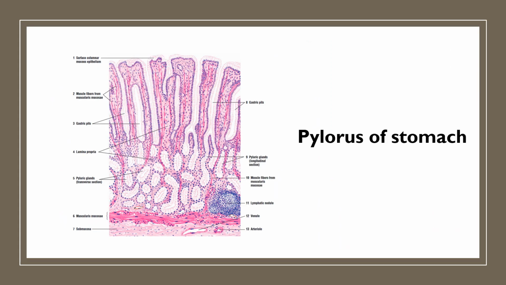So next slide what you are going to see is the pylorus of the stomach. Pylorus of the stomach means once again you have to see for all the four layers. So definitely you will be having all the four layers: mucosa, then your submucosa. Next you will be having muscularis externa and your serous layers. But in this slide we have only up to submucosa.